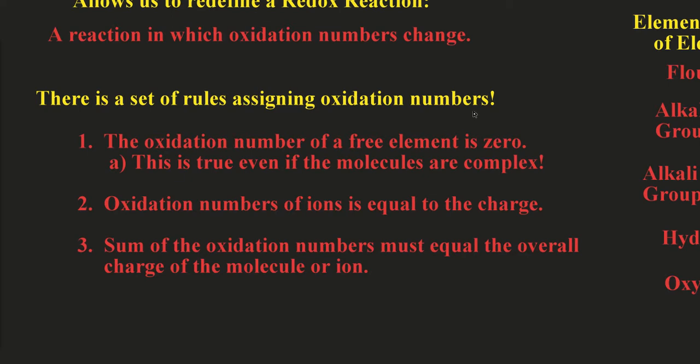So this is the set of rules for assigning oxidation numbers. Make sure you follow these. The oxidation number of any free element is 0. So if it's not bonded to anything, it's 0. So no matter how complex the molecule may be, we'll go through some in the example videos. The oxidation numbers of the ions are equal to the charge. So if you've got calcium 2+ out there, its oxidation number is 2+. The sum of the oxidation numbers must equal the overall charge of the molecule or ion. If it's a molecule, it'd be 0, and if it's an ion, it's whatever the charge is for that ion.